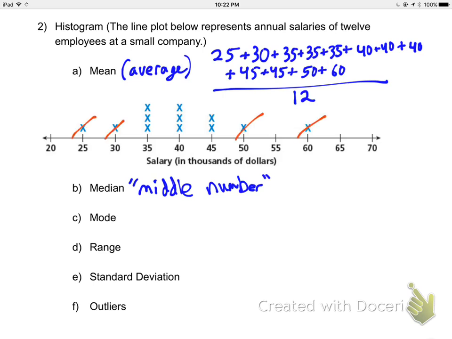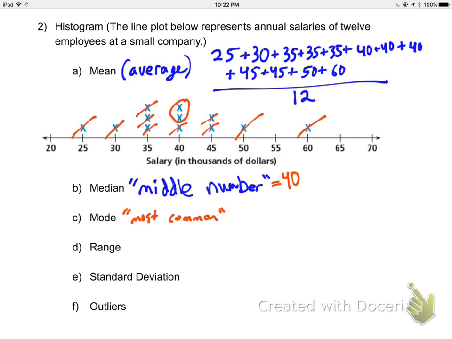And I like to cross out one on either side, cross out that guy, that guy, that guy, and you see the middle two numbers are 2 40s. That's in thousands of dollars, so you could say 40,000, but I'll just say 40. So if you have 2 medians, what you need to do is average those 2. Well, fortunately, these are the same number, so there's 2 40s, so the median is still 40.